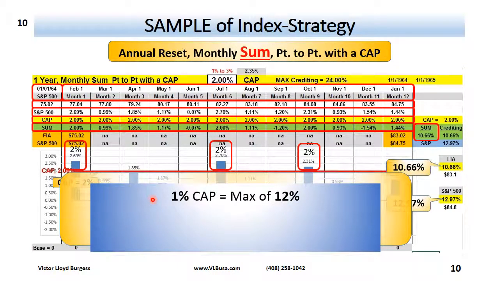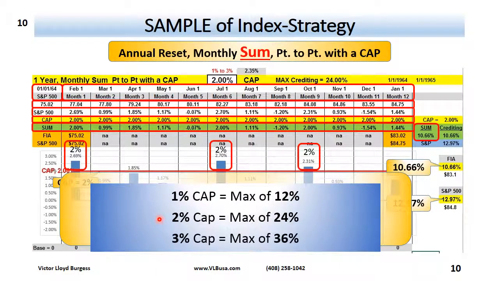A 1% cap in this strategy gives you a maximum possibility that year for a 12% gain. A 2% cap gives you a maximum possibility of a 24% gain. And a 3% cap gives you a maximum possibility of a 36% gain.